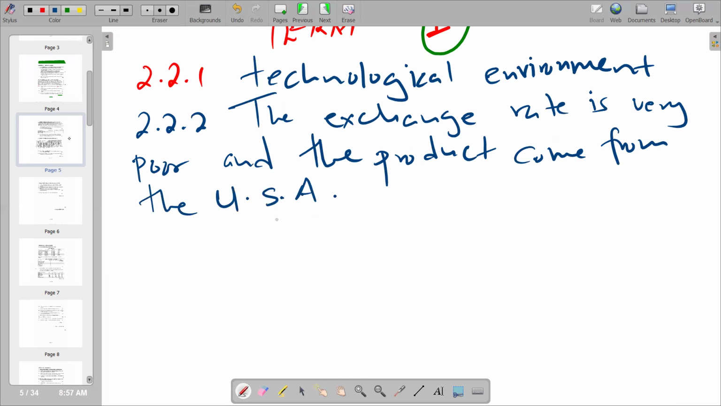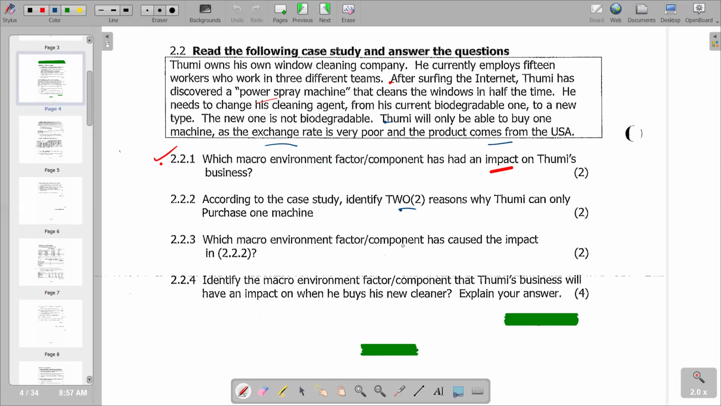So basically, that's what we have on 2.2.2. And we go to the next part, which is saying which macro environment factor or component has caused the impact in 2.2.2. We are seeing that 2.2.2 is explaining the issue of exchange rates, and poor exchange rates led to TUMI purchasing only one instead of two. So the exchange rate has actually influenced the buying behavior of TUMI.